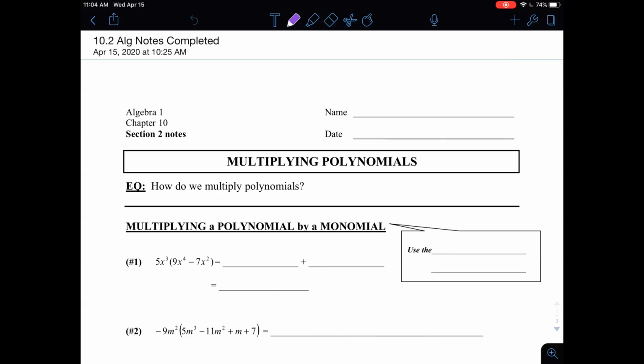We are working with polynomials this chapter, which is an expression consisting of more than one term. For example, if we had x squared minus 3x plus 2, this is going to be a trinomial because it has three terms, 1, 2, 3, and it's going to be a quadratic.